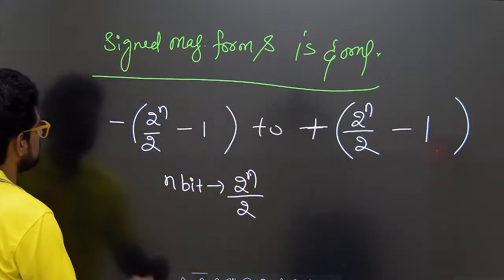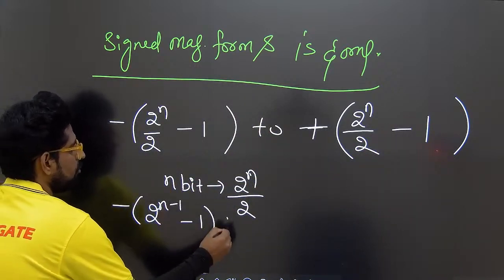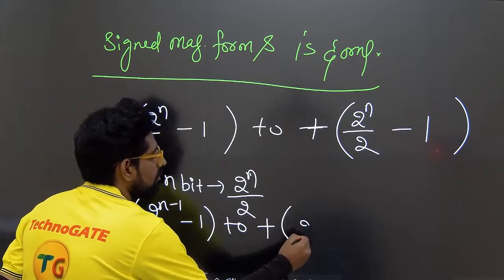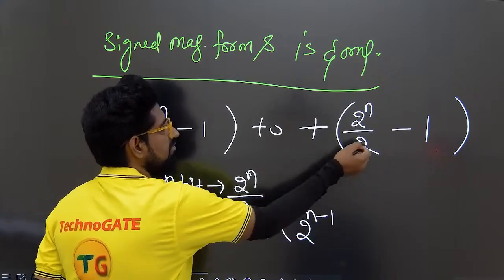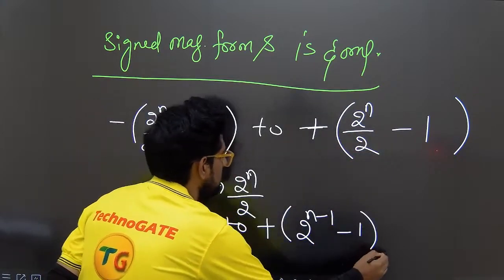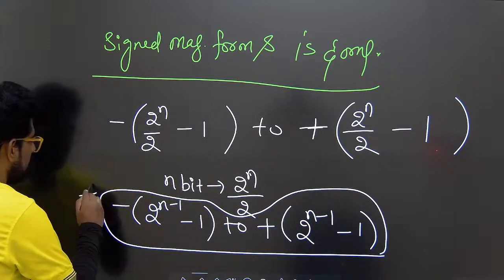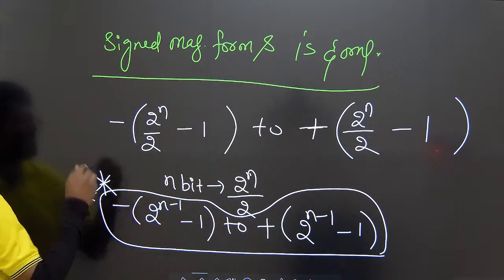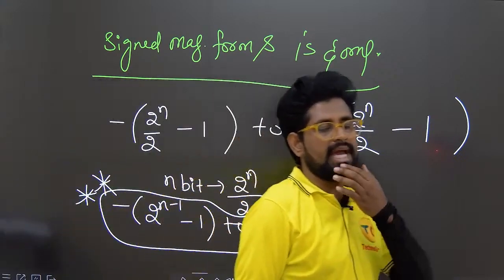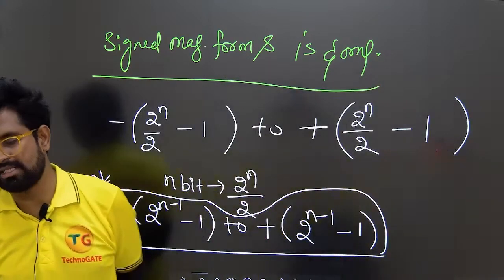So what is the range now? Minus (2 to the power of n minus 1 minus 1) to plus (2 to the power of n minus 1 minus 1). If 2 comes above, bases are equal, powers should be added by using that concept, minus 1. So this is the range, very important, for both signed magnitude form and 1's complement form. Note down these two formats.